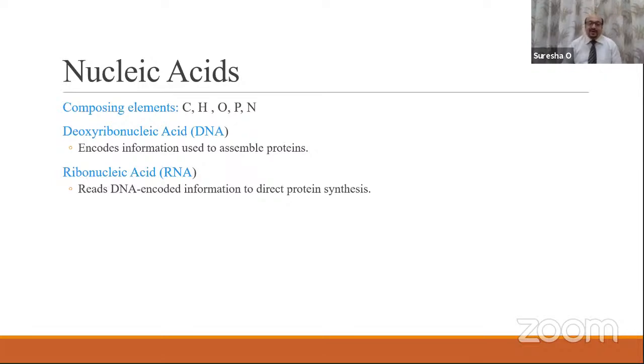So after understanding the importance of proteins, you have to understand the importance of nucleic acids. For all such synthesis of protein, nucleic acids are very much essential. So there are two main types: deoxyribonucleic acid, DNA, and ribonucleic acid, RNA, of course, made up of carbon, hydrogen, oxygen, nitrogen, and phosphorus. Next.